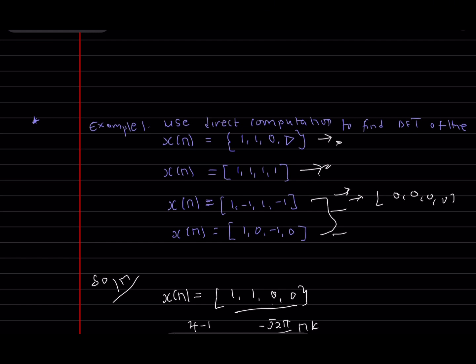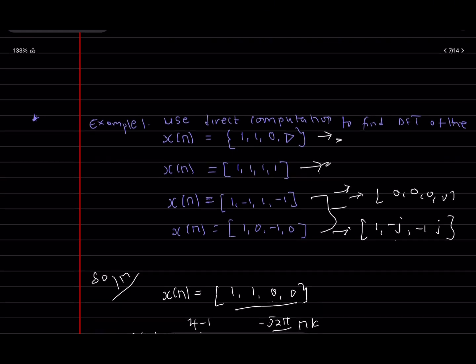For that matter, that one too, the answer is 1, negative j, and then negative 1, and then j. So as I told you earlier on, you can see that after the first element, the second one is a conjugate of the other one. So that's how things have been done over here.